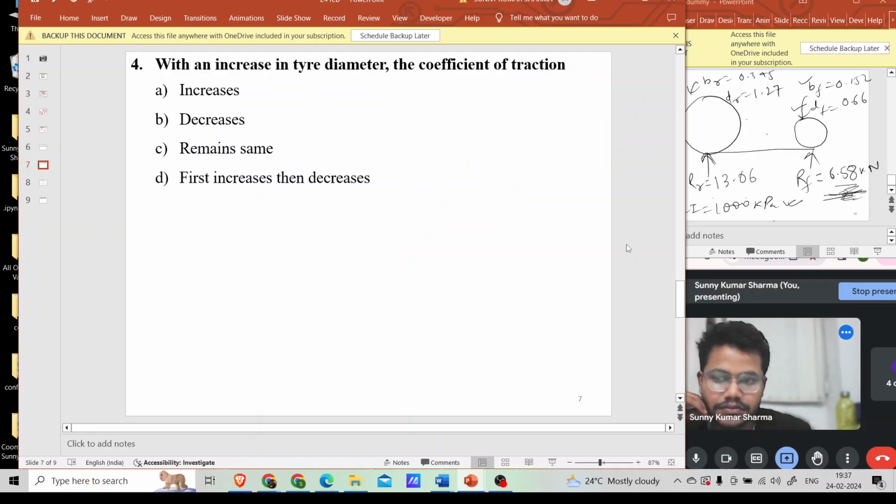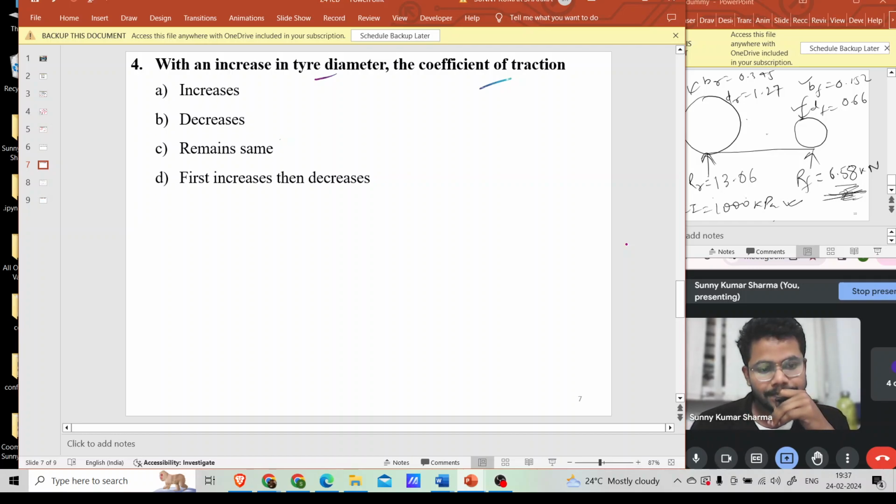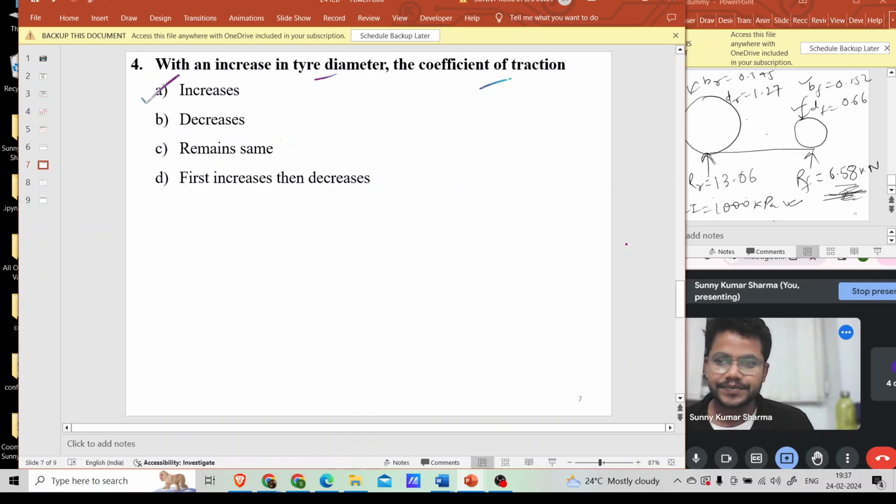Next we will do question 12. With an increasing tire diameter, the coefficient of traction increases, or decreases, or remains the same, or first increases then decreases. You tell, if you have seen these lectures. Okay, sir. Yes, that is correct. Means you have completed those lectures, right?